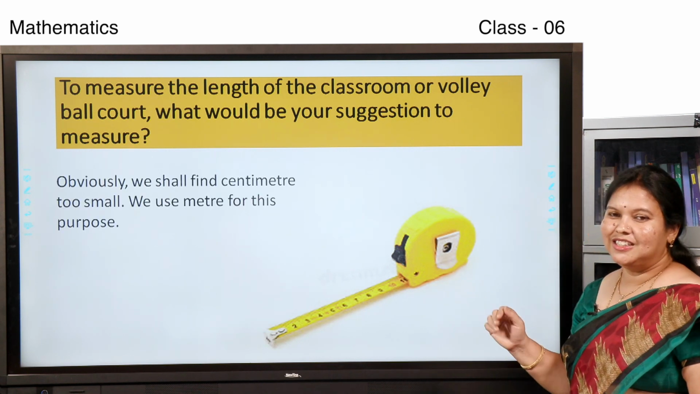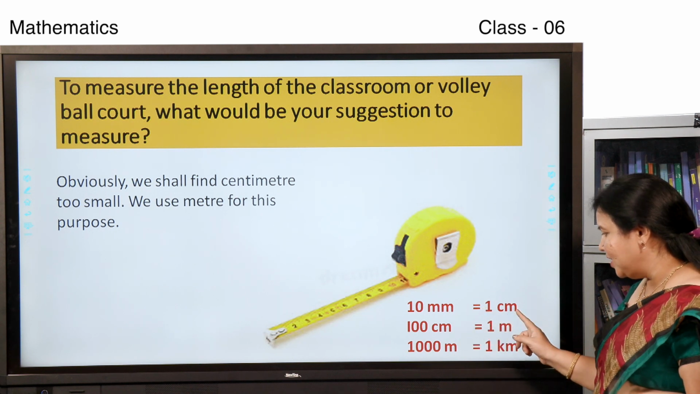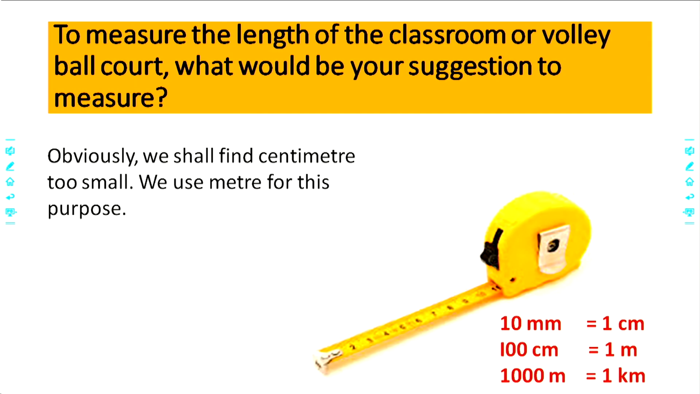By understanding the scale, we can conclude that 10 millimeter is equal to 1 centimeter, 100 centimeter is equal to 1 meter and 1000 meter is equal to 1 kilometer.